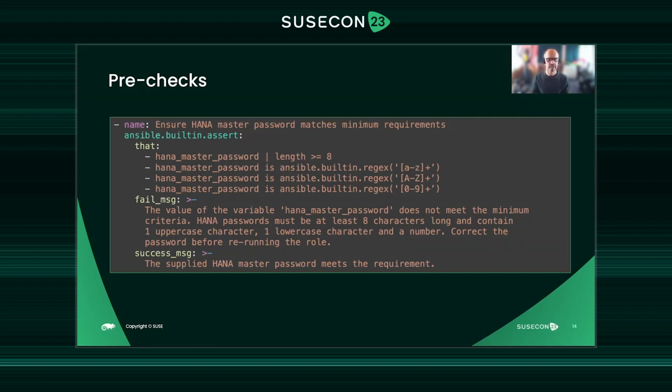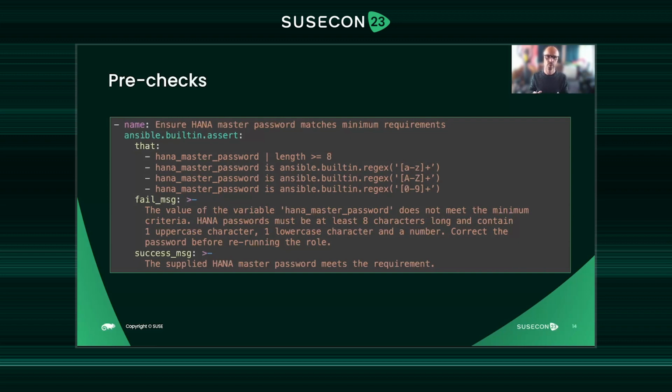So we look at the HANA master password, we check that it's 8 characters or longer, that it meets the complexity requirements, that it's got a lowercase character, an uppercase character, and a number. And of course, if that fails, we print an easy error message for the customer to understand. So it says the value of the variable HANA master password does not meet blah, blah, blah. And it goes on, it really clearly tells the customer what went wrong.